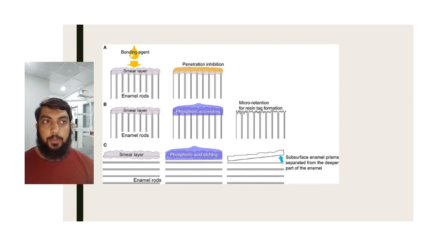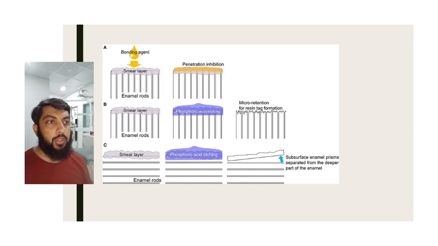First diagram, in part A we are saying there was a smear layer present. We tried to bond it, but the smear layer did not let us penetrate the dentinal tubules or enamel rods. Penetration was less, so the bond strengths were less.